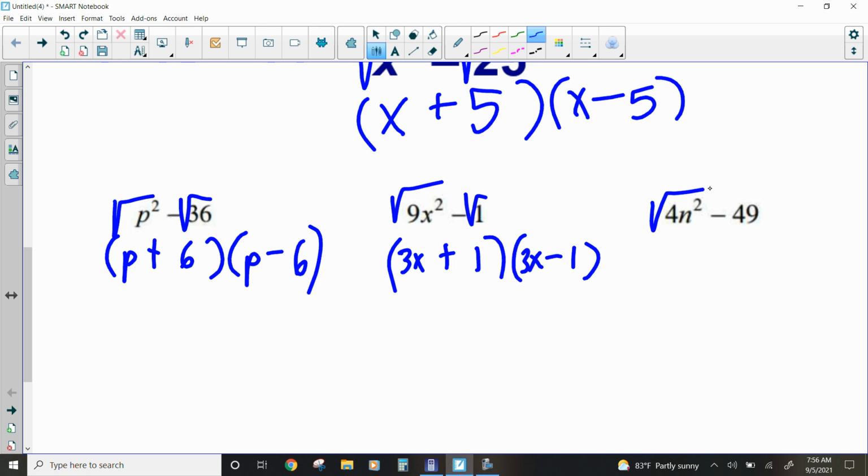So if I square root this, that's going to give me a 2n. Square root that one, I'm going to do a 7 there. So that means the second one is also going to be 2n and 7.